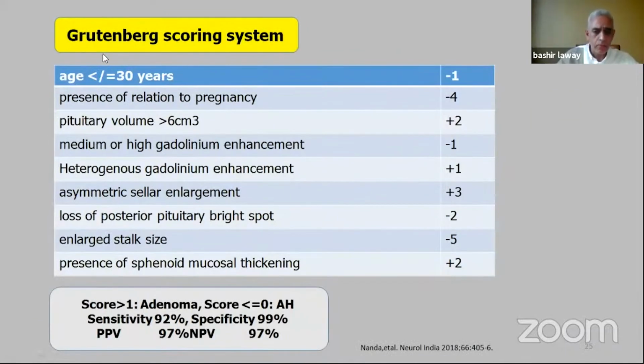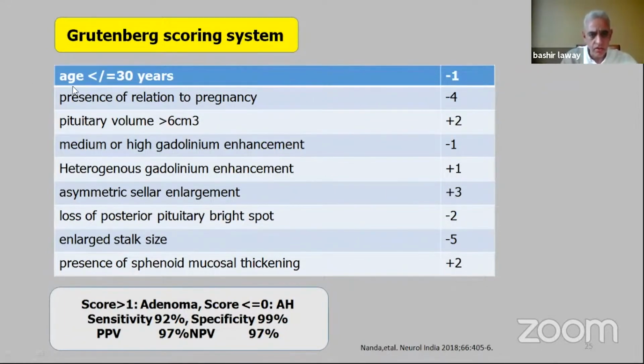Because most of these patients would sometimes go to neurosurgeons, some neurosurgeons wanted to know whether we should avoid surgery. So what are the factors which we should know before a patient goes for surgery? This is the Gutenberg scoring system, given by neurosurgeon Gutenberg. They have given some negative points and some positive points. If you have more positive points, it is more in favor of a pituitary mass, pituitary adenoma, so you can go for surgery. If you have more negative points, it goes more in favor of a lymphocytic hypophysitis.